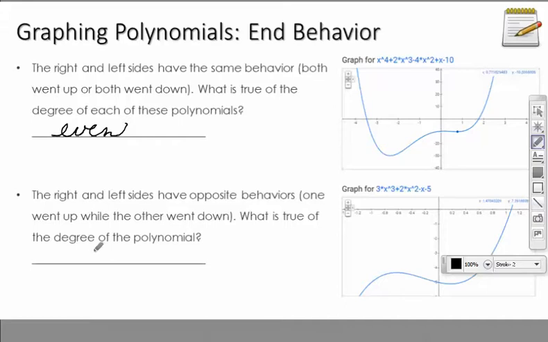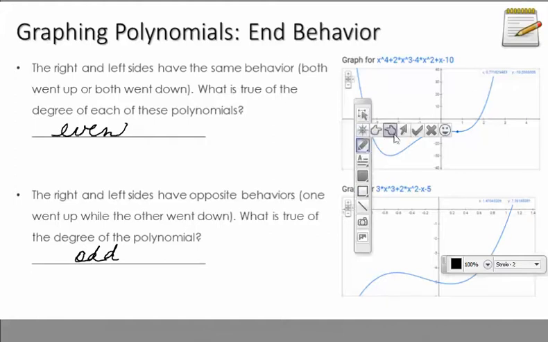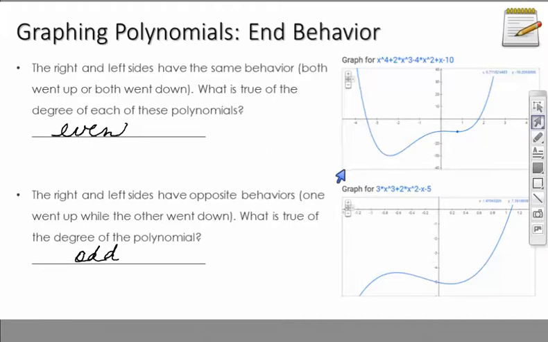And then when the right and left sides have opposite behaviors, one goes up when the other goes down, what's true of that? And that's odd. And if you'll look at these graphs I have pictured here, this is actually an even, because both sides, left and right, are pointed up. And if you look at the one on the bottom, your right side's going up while your left side's going down. So they're having opposite behaviors. So that makes it odd.